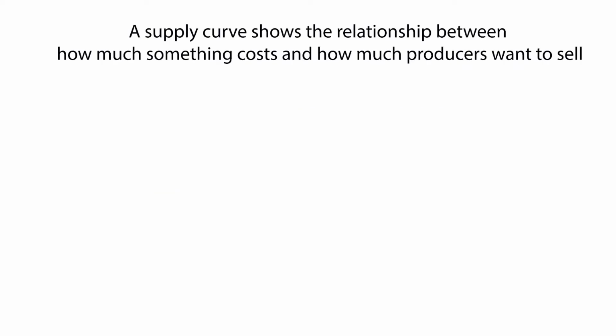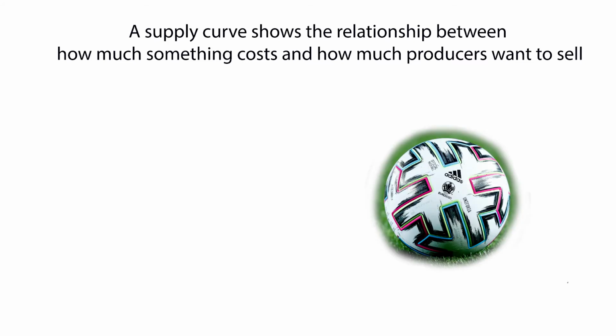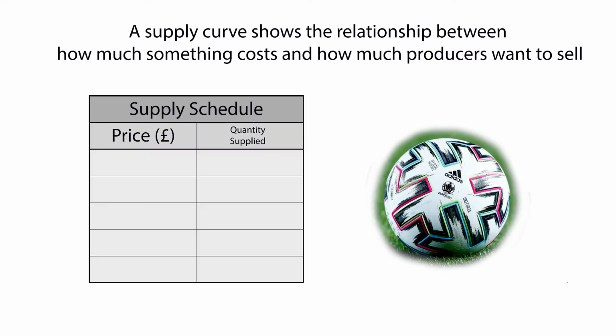So, a supply curve shows us the relationship between how much something costs and how much producers want to sell it. So let's take something like this Adidas ball, the Euros. It shows us the relationship between the price that the firm can sell it for and how much they want to sell. So for example, we could put different price levels for this football into the price column and say how much they want to sell. If the price is £10, they want to sell 100 of these footballs. And if the price goes up, the firm wants to sell more of these footballs. I think that should be quite obvious.